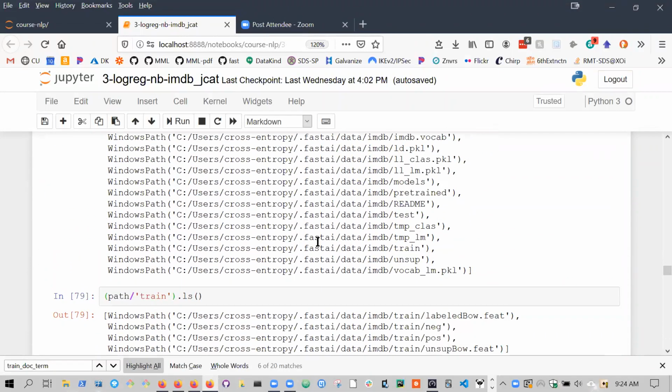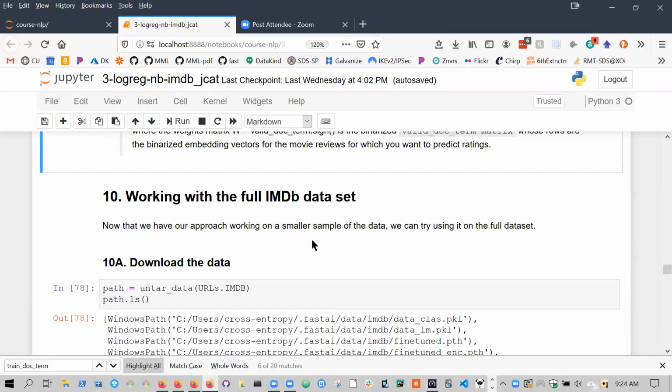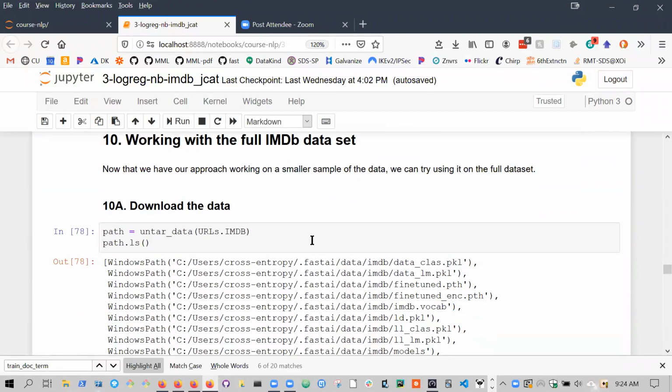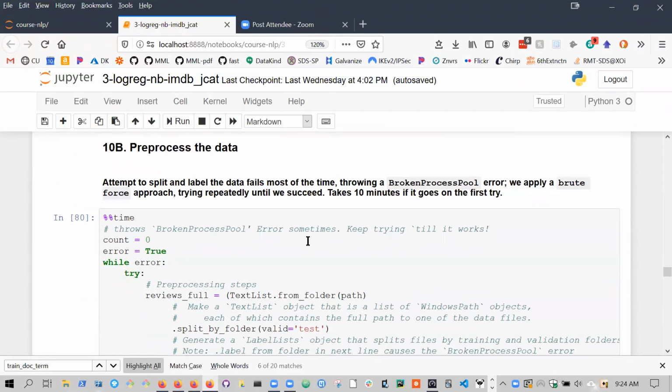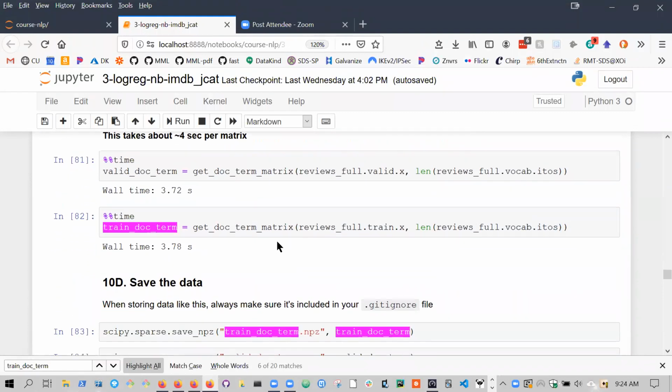Okay, so now we've tried out our model on a small data set. The next thing to do is to move to a larger data set and do it. I'm just going to move through this really quickly.